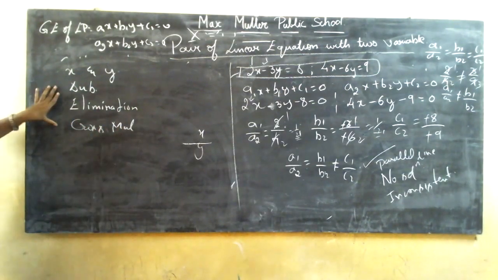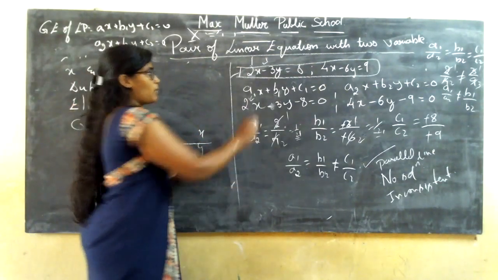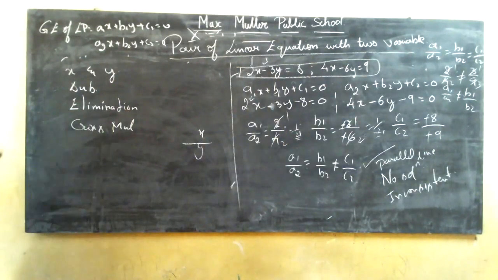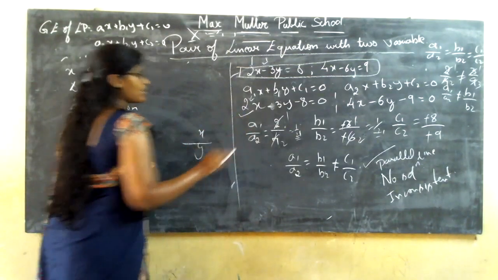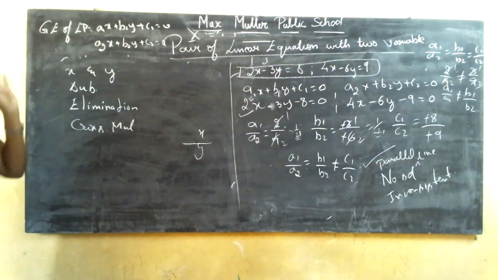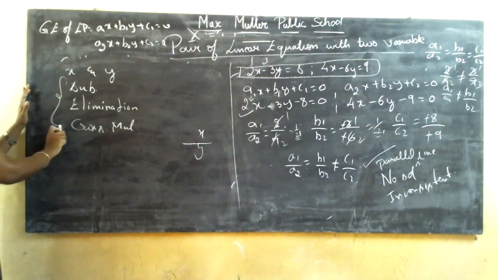When are you going to use these methods? When they ask you to find the value of x and y without using the graphical method. If they say check whether the following lines are consistent or inconsistent, then you are going to find the ratio and say whether it is consistent or inconsistent. If they directly ask you to find the value of x and y, then you are not going to find the ratios, you are going to follow these methods.